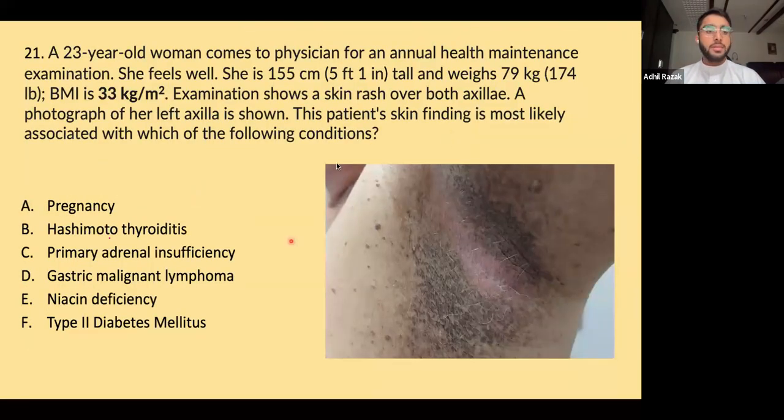The next condition we have is a 23-year-old woman who comes to the physician for an annual maintenance examination. She feels well. She is 155 centimeters tall and weighs 79 kgs, which just means that she has a very high BMI, and she shows a skin rash over both axillae, and a photograph of her left axillae is shown. All right, as you can see the image here. Which of these following skin conditions is this associated with? From the list.